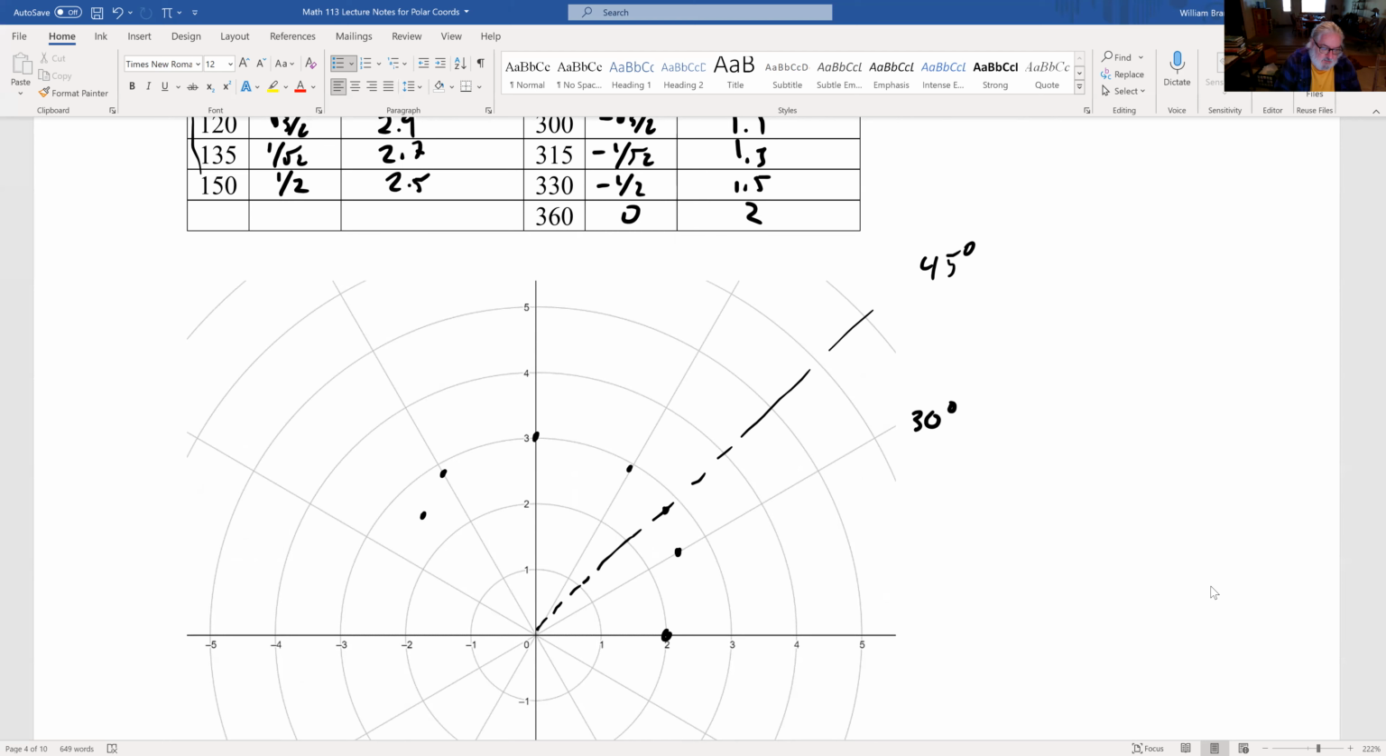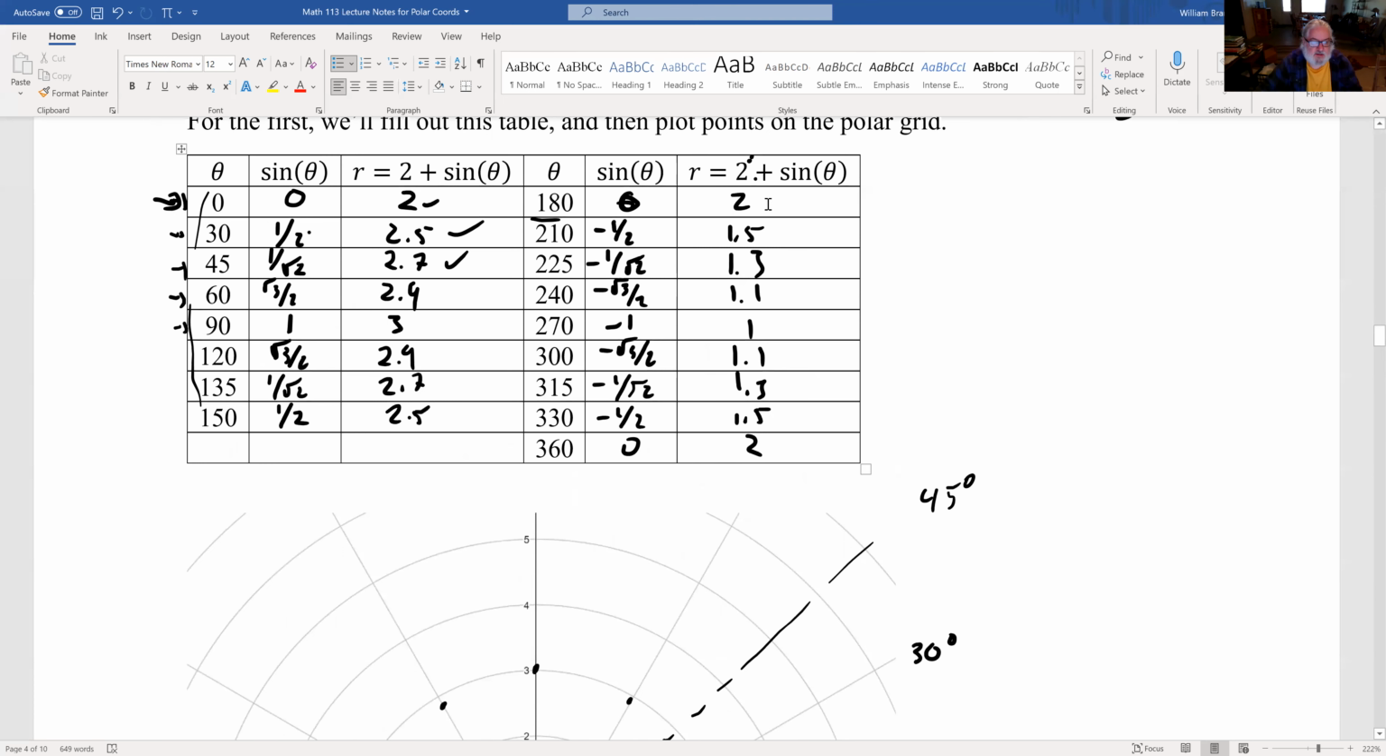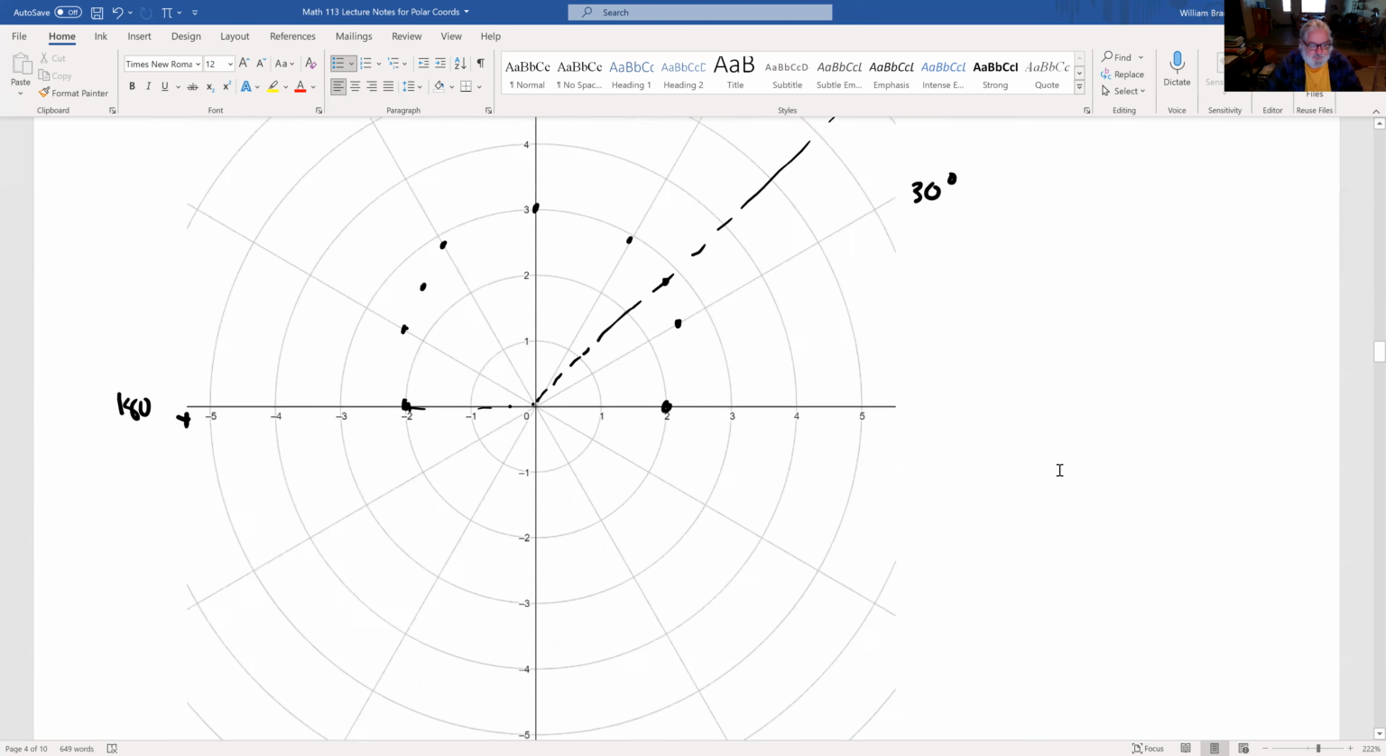Let's see, and then we're at 2.5. And then back down to 2. So 180, remember this is the positive 180 side, we go out 2 units. So it's minus 2 on the x-axis, but it's 2 units away from the origin. So that's the 180 and the 2. And now for the bottom half, we start at 2 and then we go 1.5, 1.3, 1.1 down to 1.